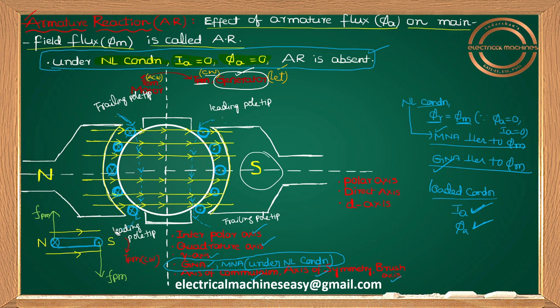Next, this tip becomes the trailing pole tip. This becomes a leading pole tip, and this becomes a trailing pole tip. So guys, please try to understand. For a generator, in this example, this becomes leading, trailing, leading, trailing. In the case of a motor, this becomes leading, trailing, leading, trailing in the opposite arrangement. But I'm giving the names here from the generator point of view.